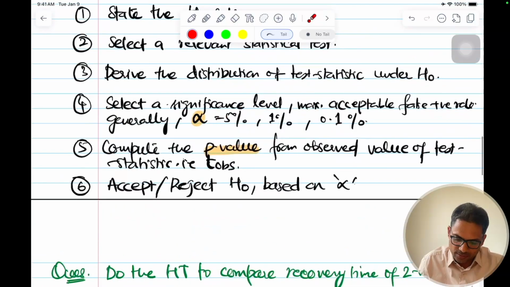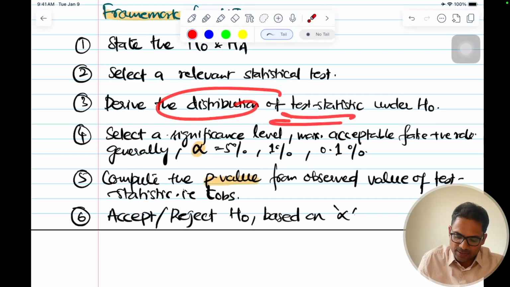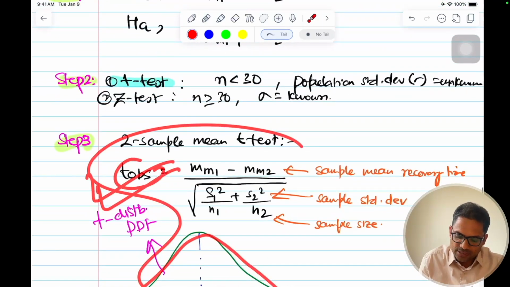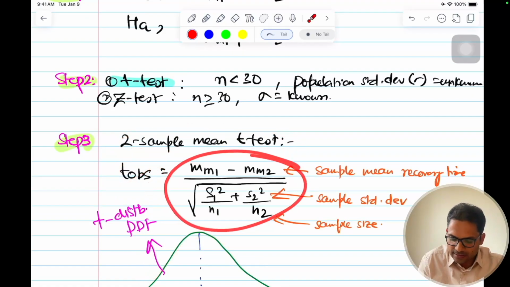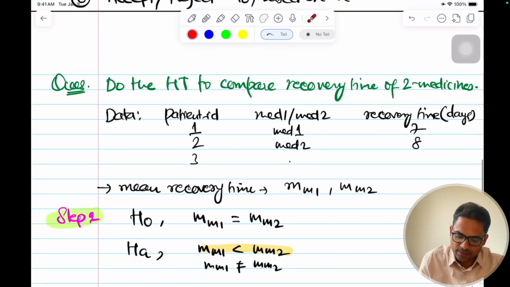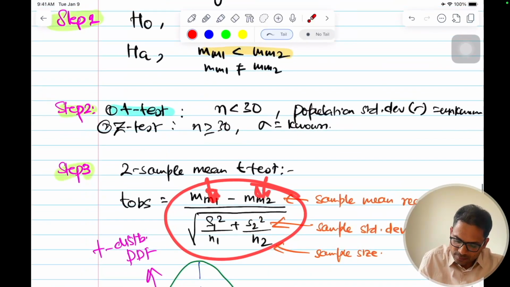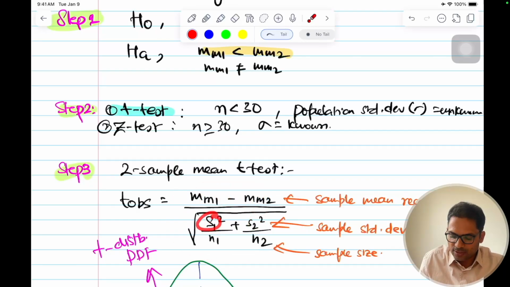So I have the distribution for it. Derive the distribution of the test statistic. My test statistic for the 2 sample mean t-test is this. I have all the values. From the sample I can compute the mean for m1 and for m2, and I will have the standard deviation for both.